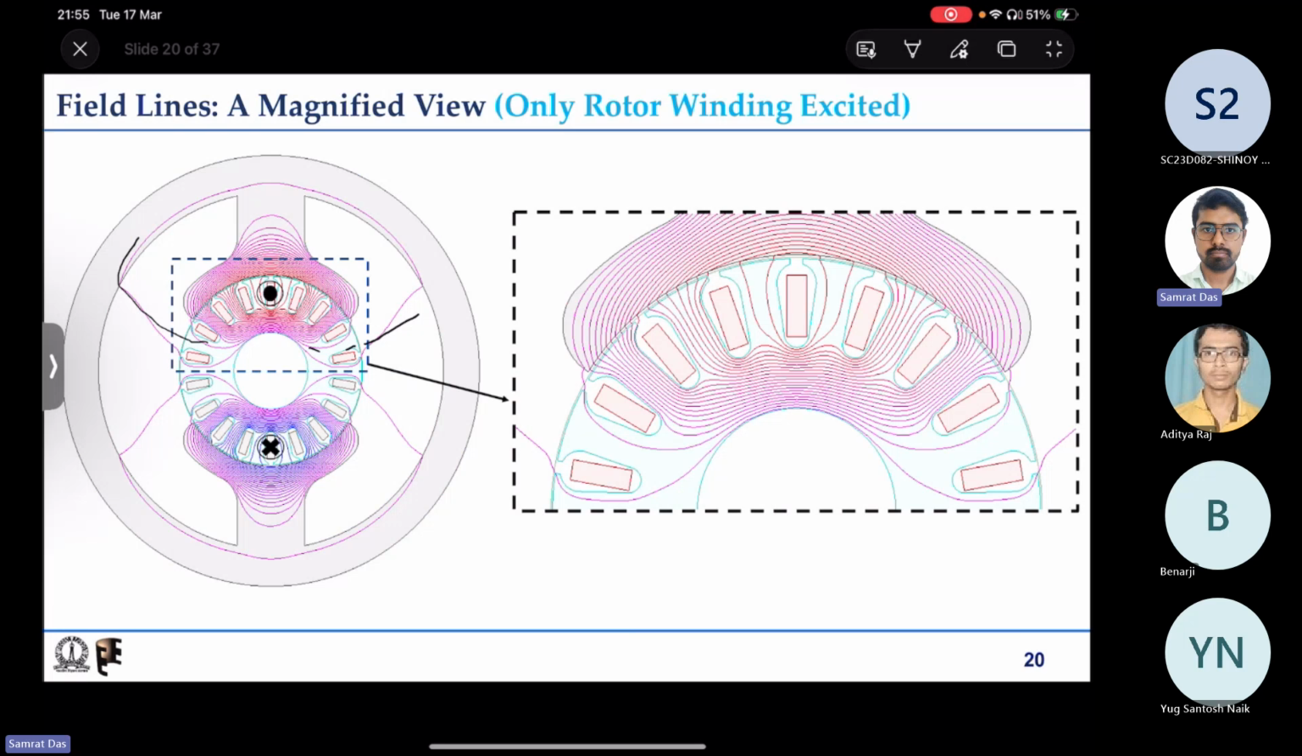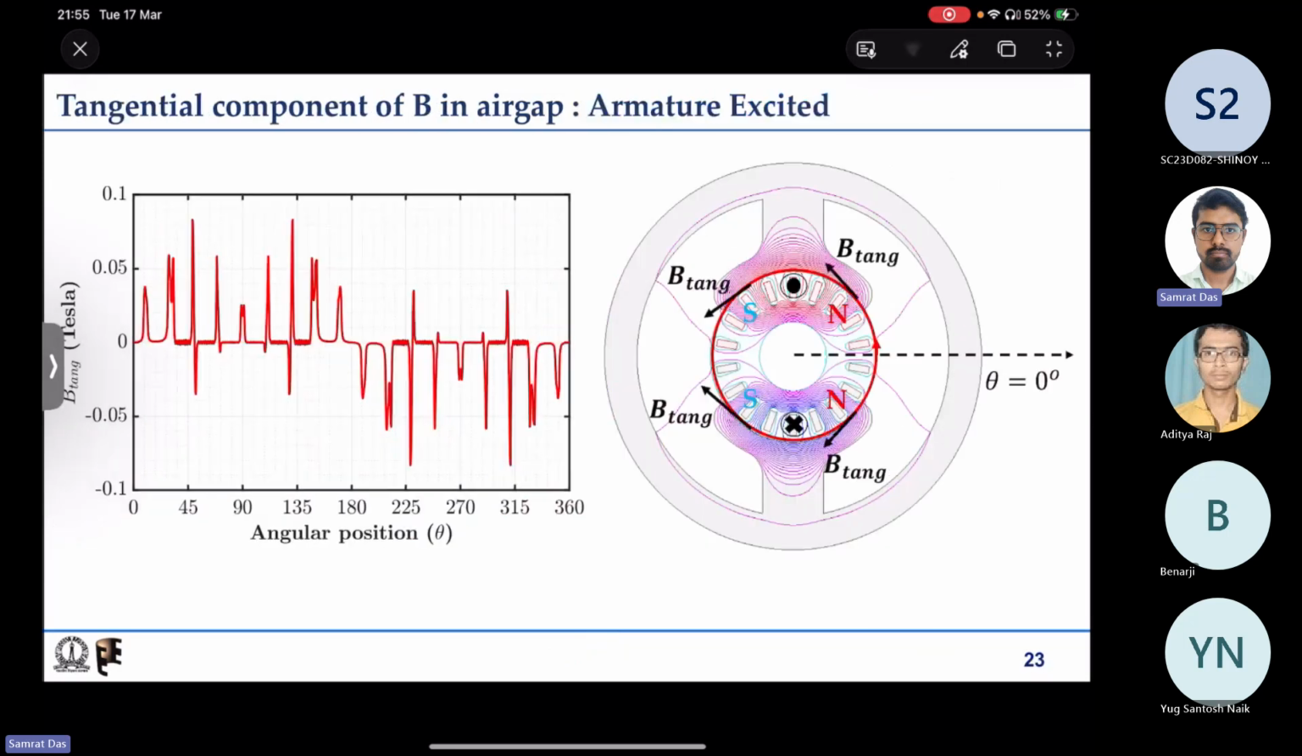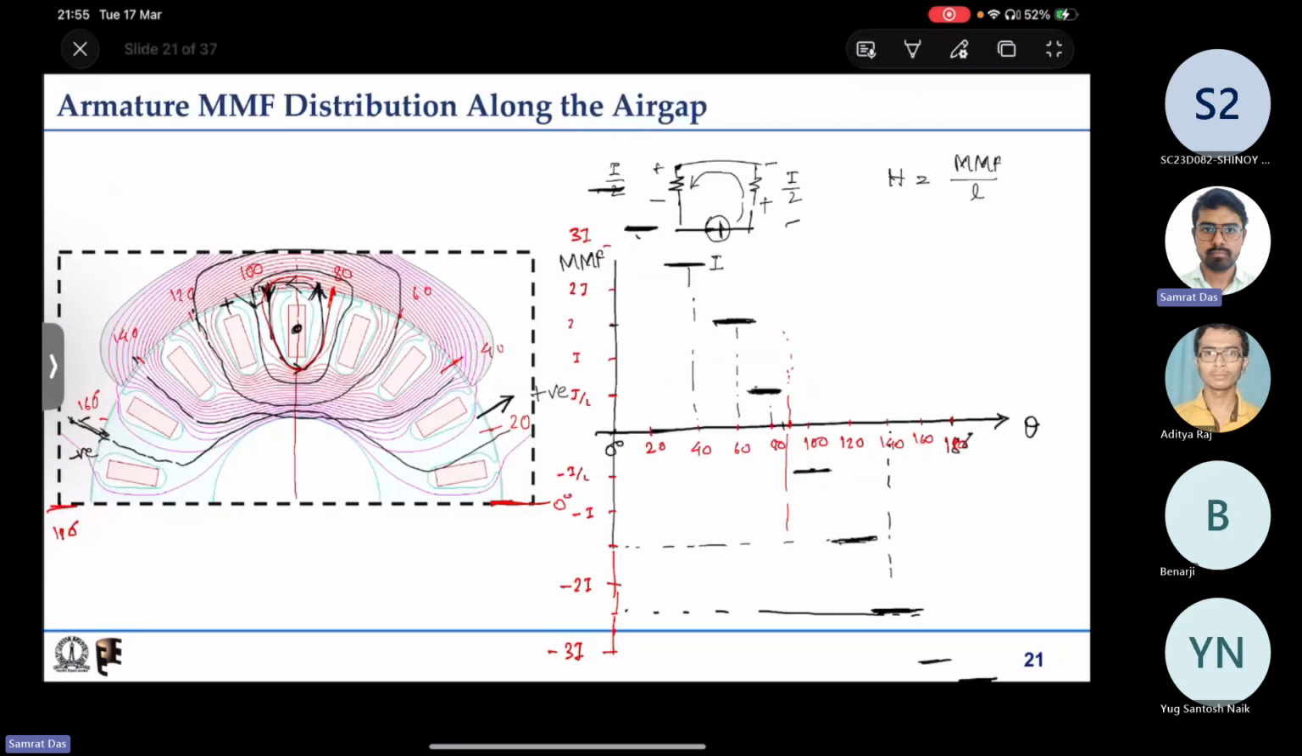I think you understand that it is quite difficult and there is no expression for that, but still, whatever the line length be, the MMF drop across that line will be the same. That is, here it will be 3.5 into I, and finally where all 9 slots are there, it will be plus 4.5 into I and minus 4.5 into I. So that is the distribution.